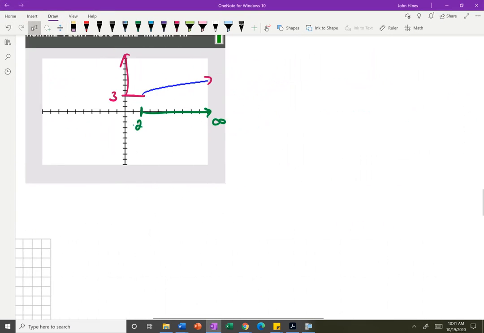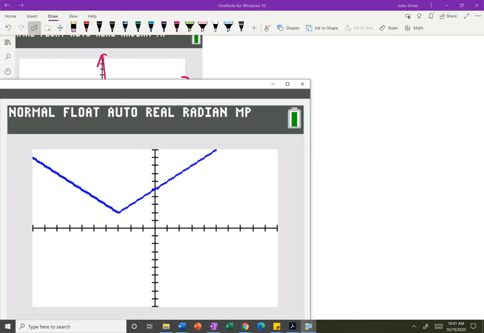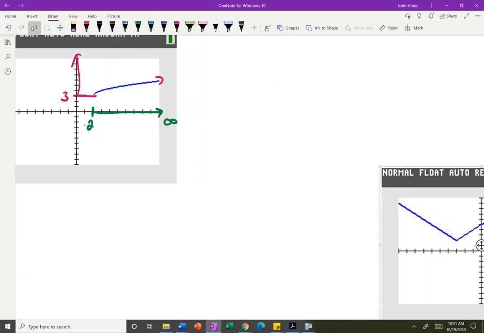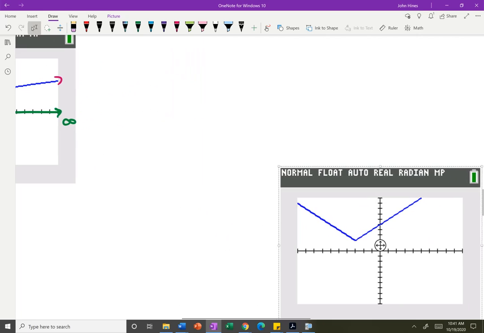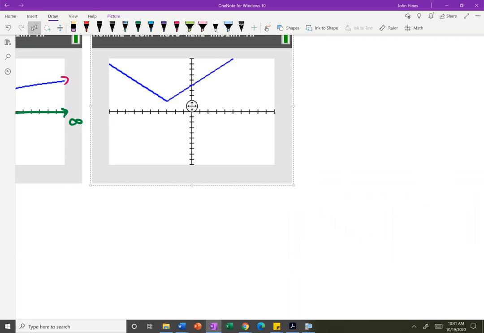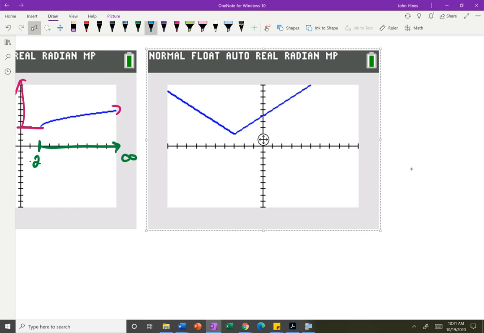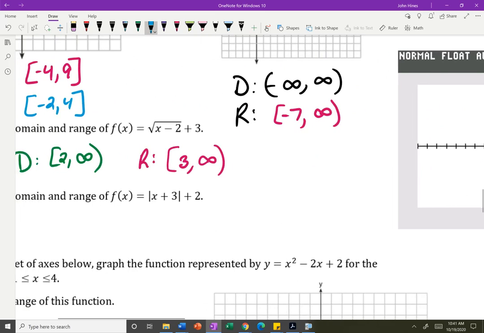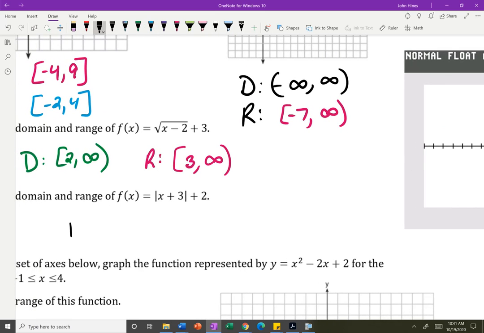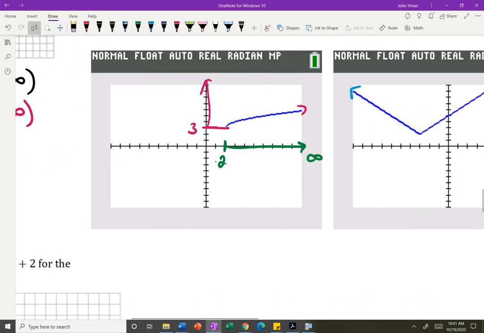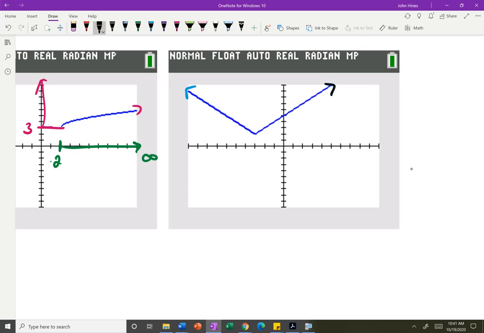Let's see if I can drag it over again. Excellent. Here we go. All right, left to right. Looks like that goes on forever there. Those absolute value arrows never end. So the domain of my absolute value graph is negative infinity to infinity. It's all real numbers. I can plug in whatever number I want to this function and I'll always get an output.